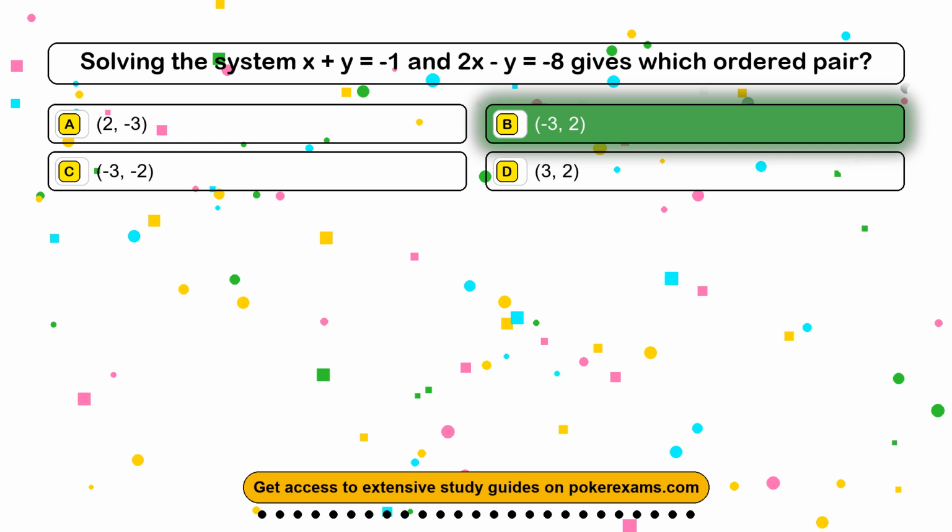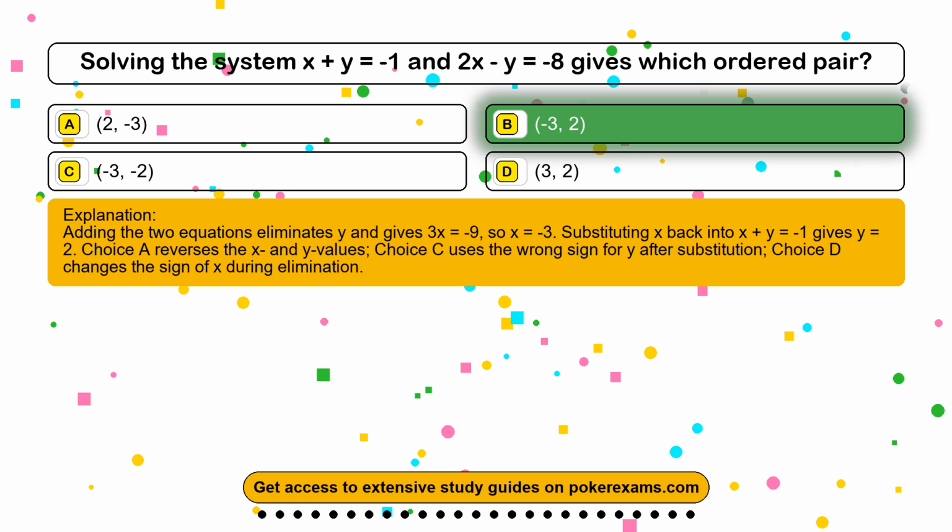The correct answer is option B, (-3, 2). Adding the two equations eliminates y and gives 3x equals -9, so x equals -3. Substituting x back into x plus y equals -1 gives y equals 2. Choice A reverses the x and y values. Choice C uses the wrong sign for y after substitution. Choice D changes the sign of x during elimination.